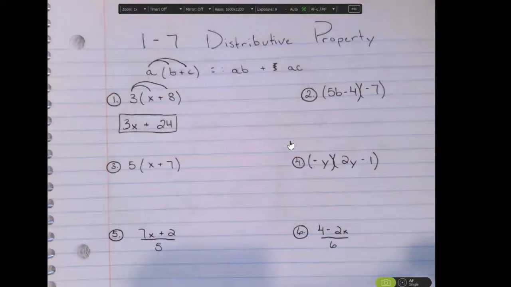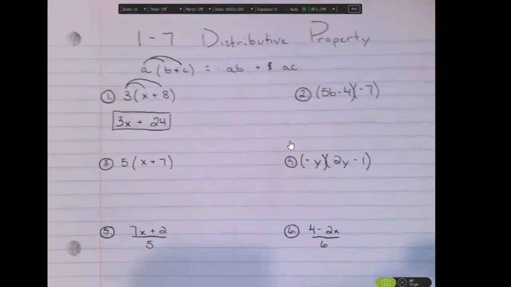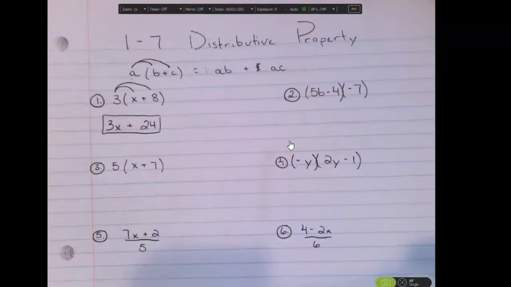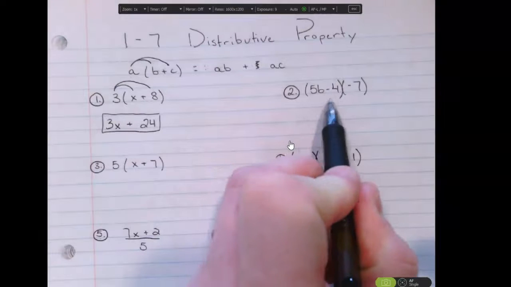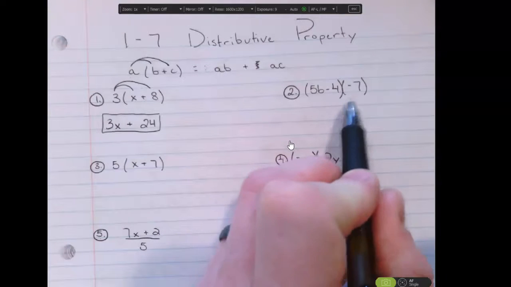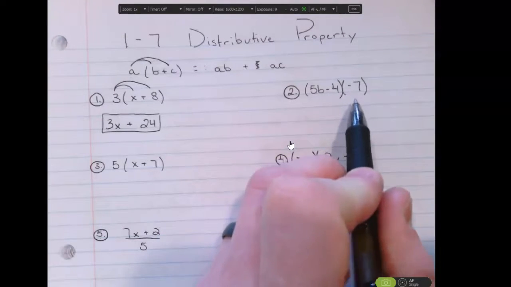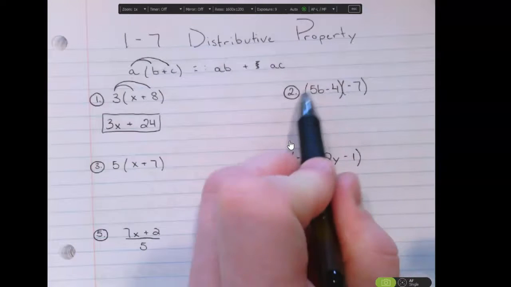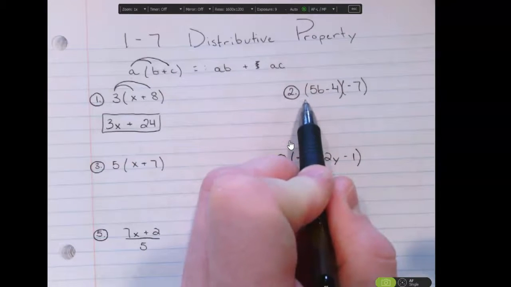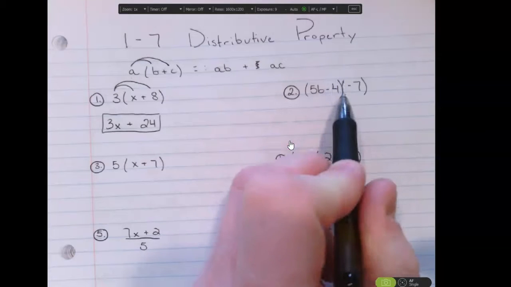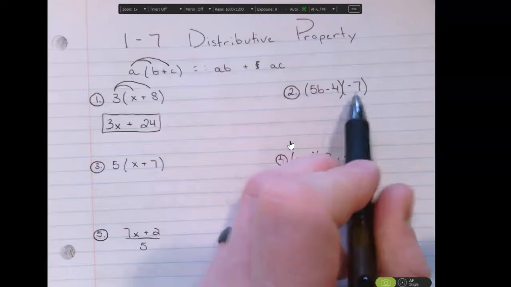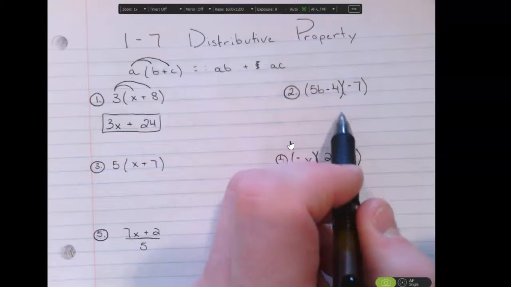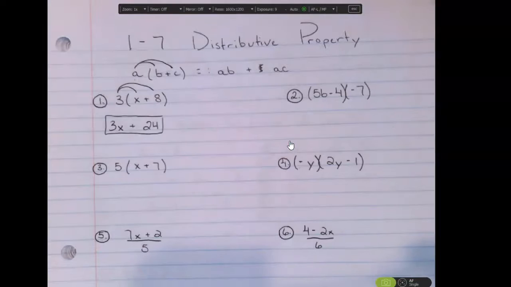Not too bad. Now, number 2, I did put this one in here for a reason. 90% of the time, you're not going to see a problem like this, though. I've got 5b minus 4 times negative 7. Normally, guys, this negative 7 is in front. Whatever you're distributing is normally out front. So don't be confused by this. It may look a little different, but really, it's the same thing.